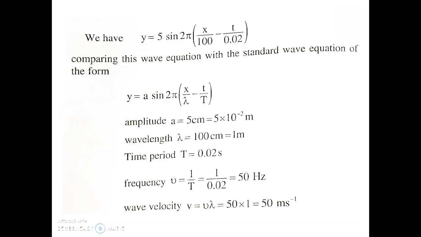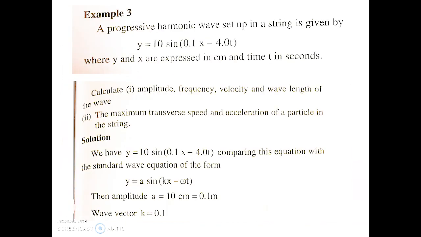So you are given y, compare it with the standard equation. We have y equal to a sine 2 pi into x by lambda minus t by T. Comparing, we have the amplitude a equal to 5 centimeter. Lambda is 100 centimeter, or that's 1 meter. Then time period T is 0.02 seconds and frequency is nu equal to 1 over T. You get it directly, that's 50 hertz. Then wave velocity v is related to nu and lambda, v equal to nu lambda, which will give you the wave velocity. So if you are given a plane progressive wave of this form, you can determine everything related to the wave, like amplitude, wavelength, time period, frequency, wave velocity and so on.